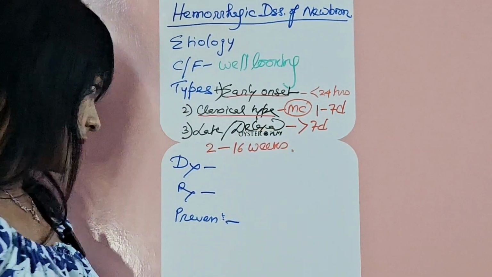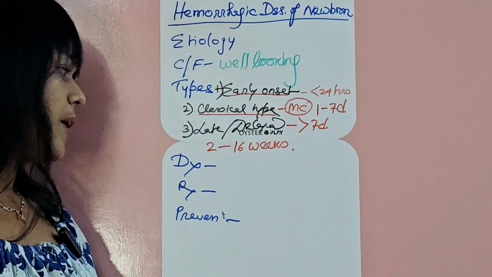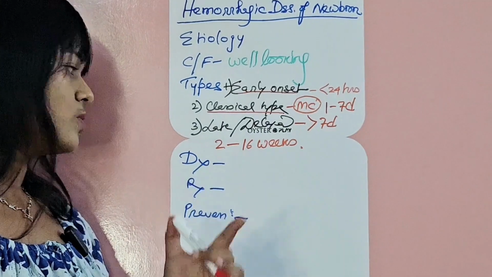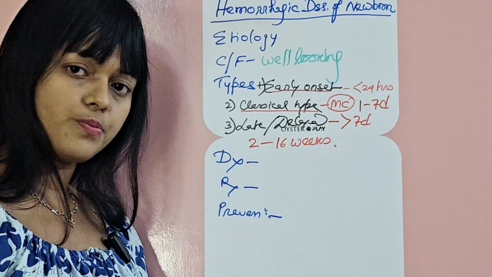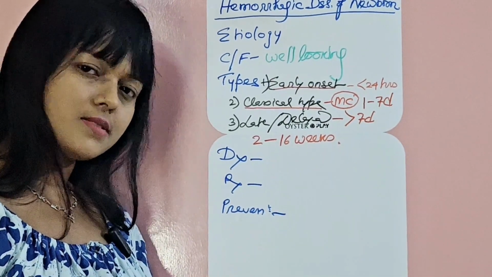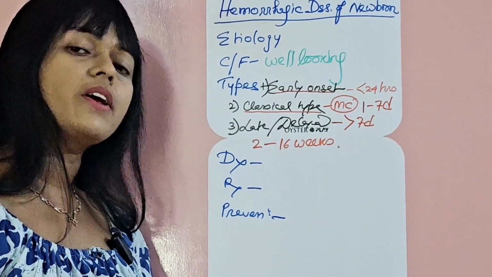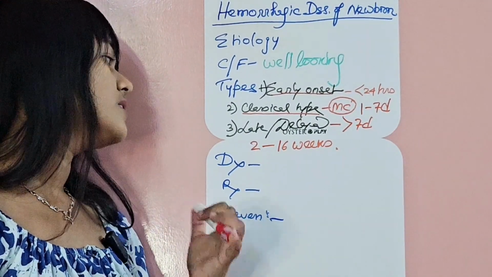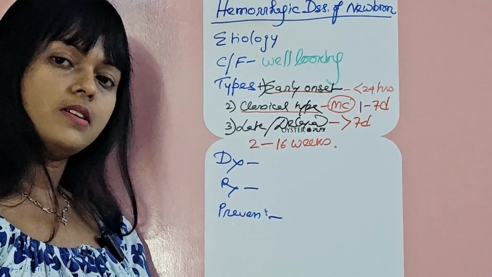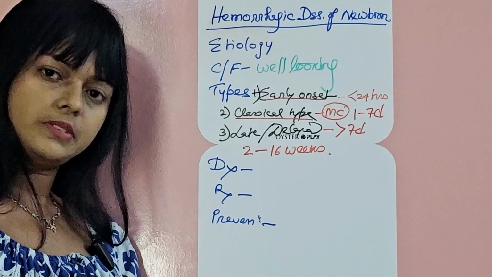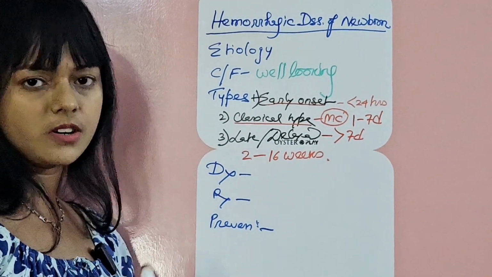Yes, you heard me right. It's 2 to 16 weeks. And here also, what is the etiology of this late onset? If the child is having any malabsorption syndrome, or any cholestatic disease of liver, or cystic fibrosis, or chronic diarrhea, then the child can have this delayed onset of hemorrhagic disease of newborn. Clear? And intracranial bleed is the most dreaded complication.